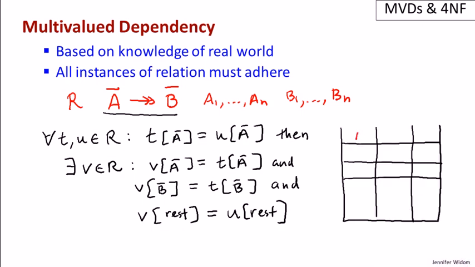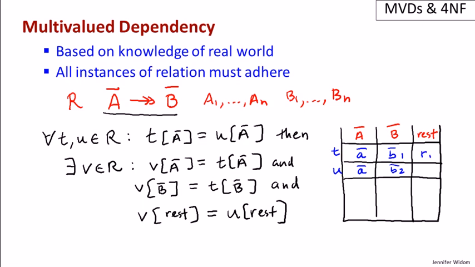So here's our relation R, and we'll have the set of attributes A, the set of attributes B, and the rest of the attributes. And now let's make some tuples. So let's say that this is tuple T and this is tuple U. And we said that T and U agree on their A values. So they have the same A values, and then they don't have to have the same B values. So we'll call the first one B1 and the second one B2.